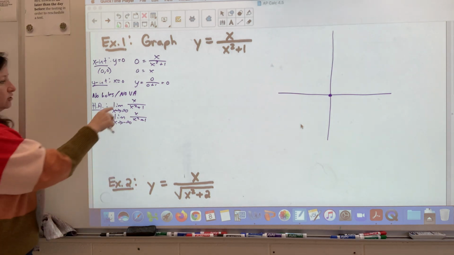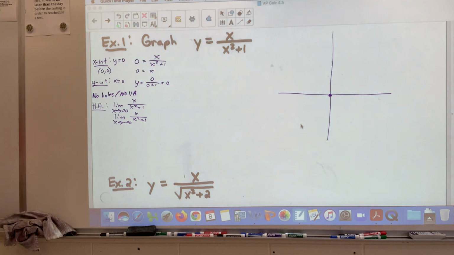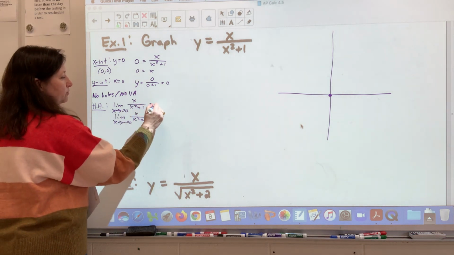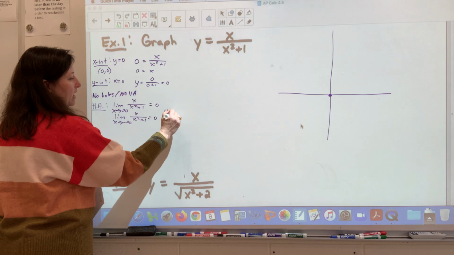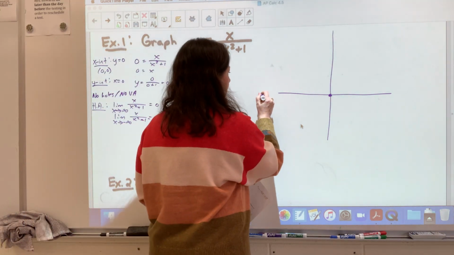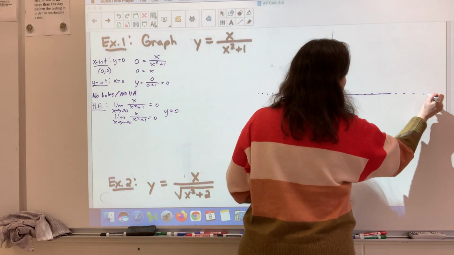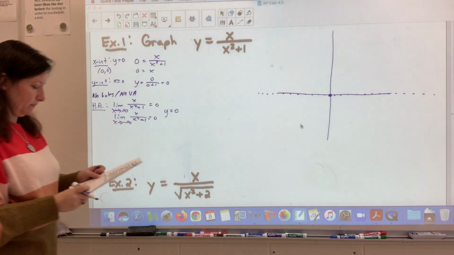The degree in the denominator is bigger. So what will the limit be as x approaches positive or negative infinity if the degree is bigger in the denominator? It will always approach 0. So my horizontal asymptote is y equals 0. I think I said y asymptote, I meant horizontal asymptote, is y equals 0.